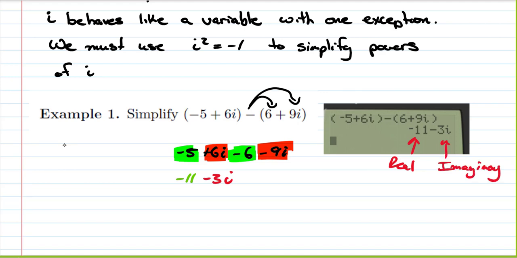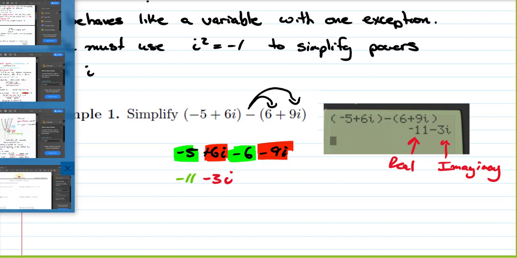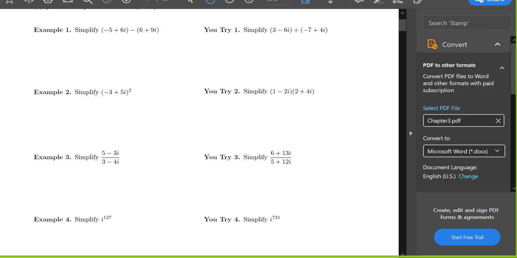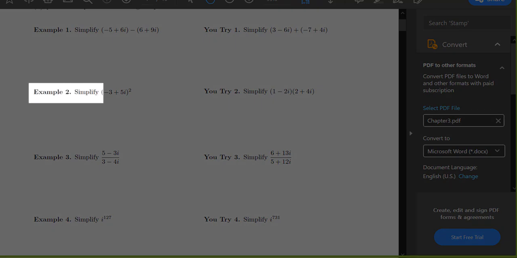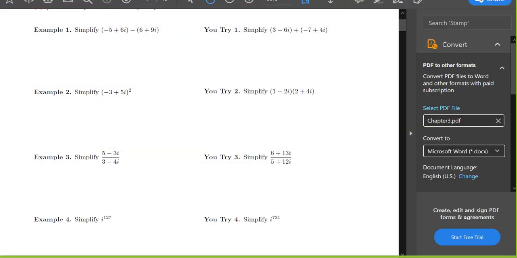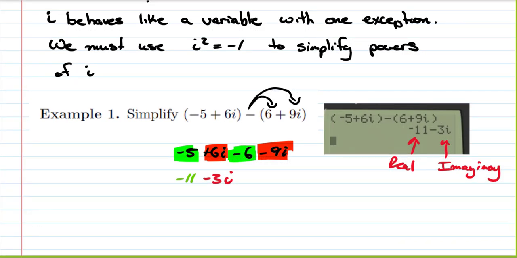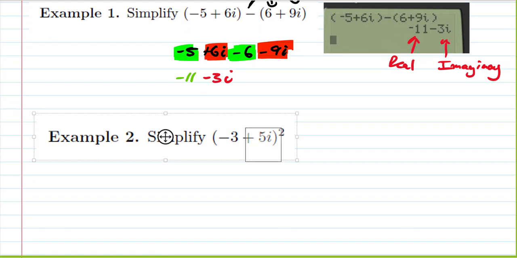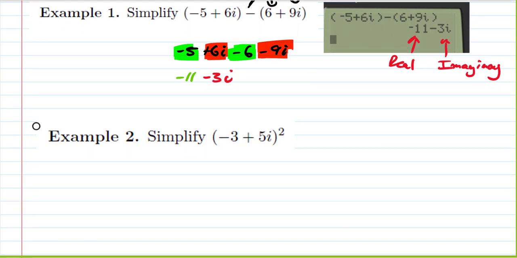So when we're writing complex numbers, it's always real part, then the imaginary part. Okay, so I'm going to do a few more of these and then we'll talk about our calculator a little bit. So let's go to example number 2, and then I'll let you guys work on a couple of U tries. So our next one says simplify negative 3 plus 5i squared.